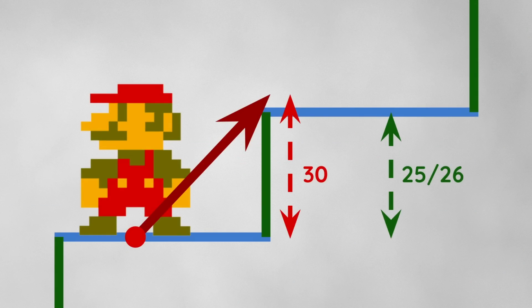Let's see what happens when we long jump backwards up the steps. Since each step is 25 or 26 units tall and we gain 30 height on the first frame of a long jump, we normally jump cleanly over the step.